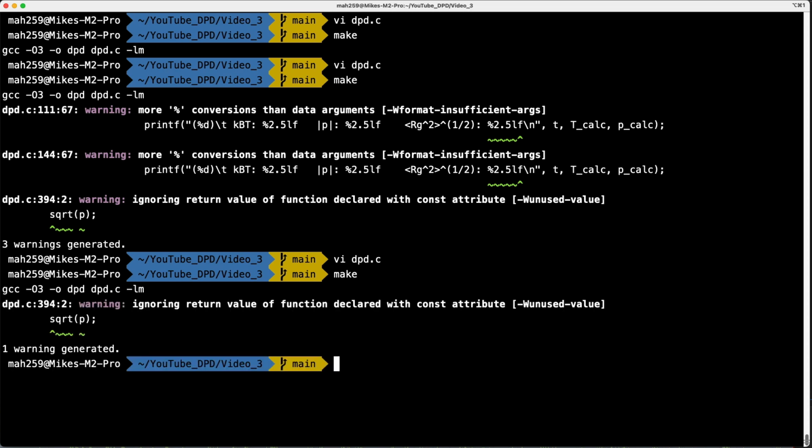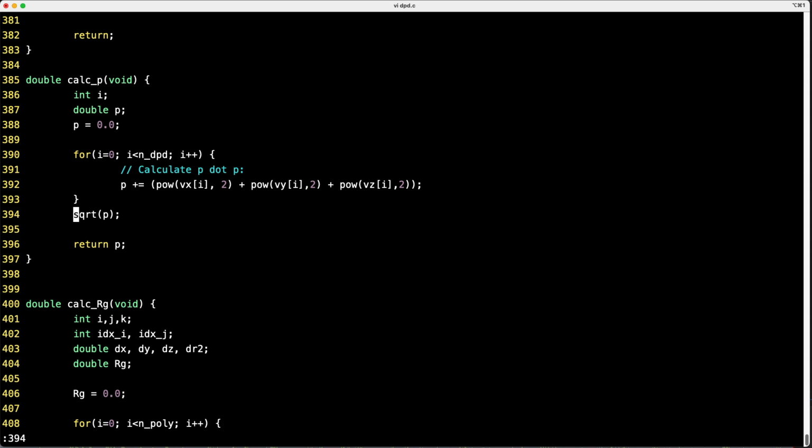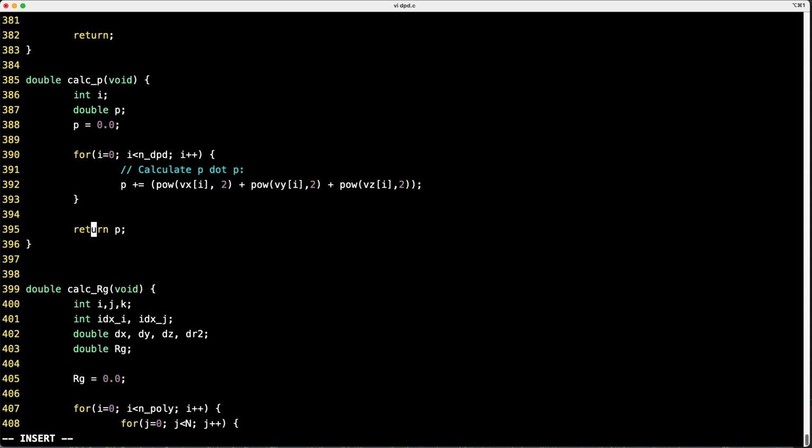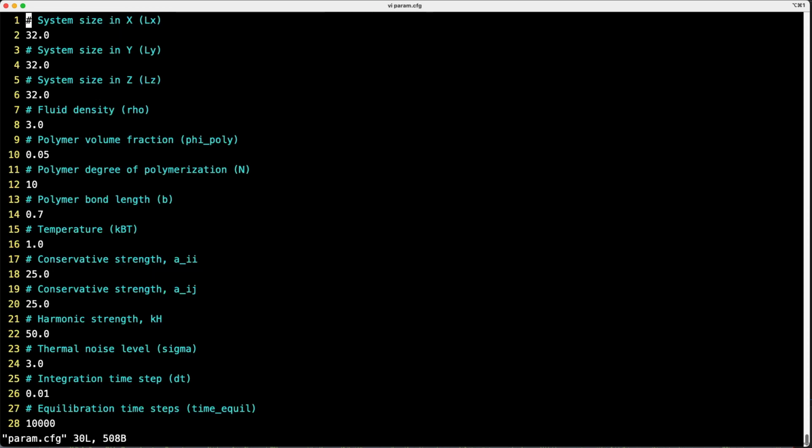Okay, and square root of p, we forgot to declare a variable in calculate momentum. So let's just say return square root of p, and now it should compile. Lovely. So that's it. Let's take a look at parameter and see how our simulation will look.